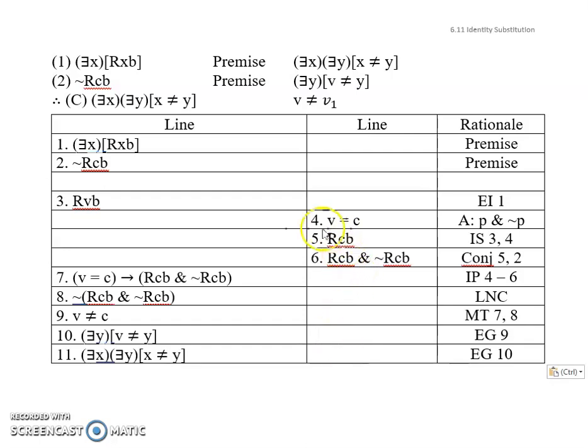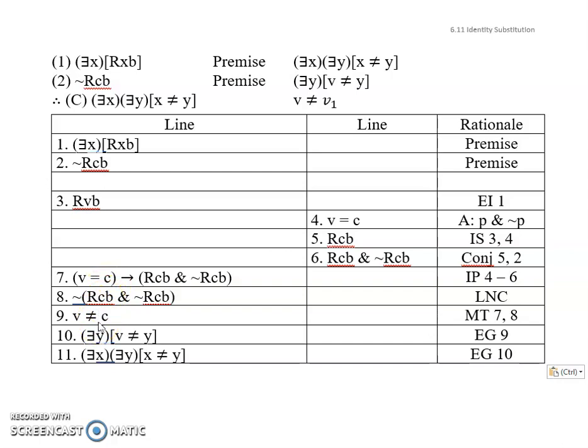Okay, and hopefully the way forward now was fairly clear. So you instantiated this and you got Rvb, and then you had not Rcb. So if you had a relationship between V and C, you could get a contradiction easily. So assume V is identical with C, and then you can get your Rcb, and then of course it's just a matter of conjoining together your contradiction, Rcb and not Rcb, and from there you discharge your assumption, law of non-contradiction.